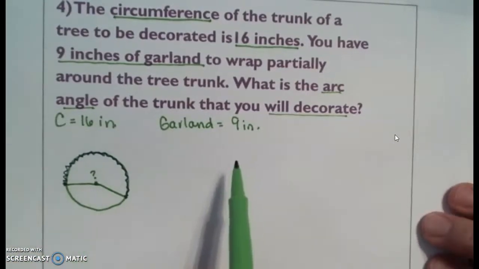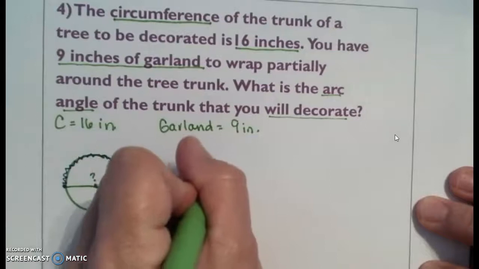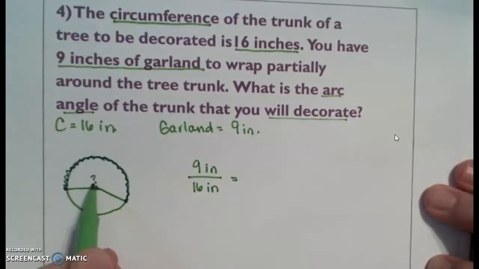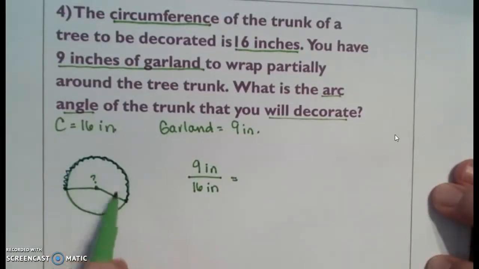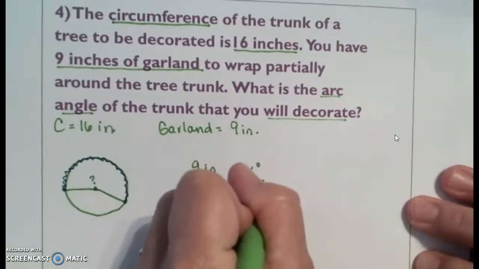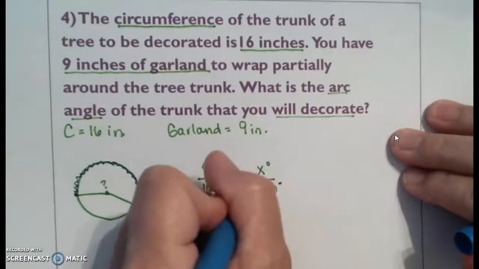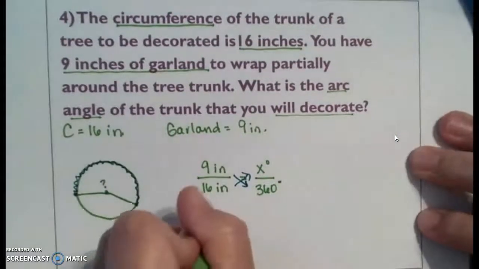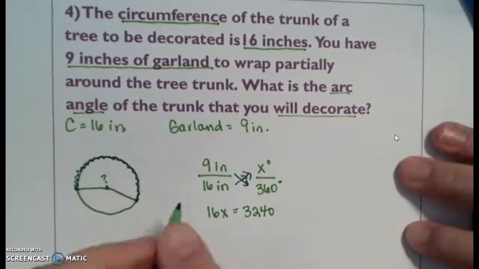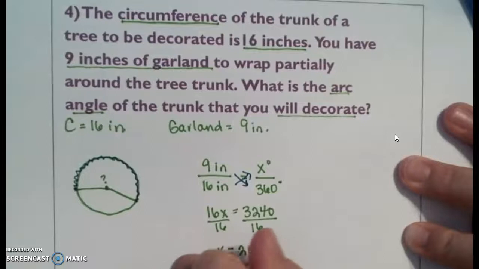So again, I'm going to set up a proportion thinking about part over whole. So I know that I have enough garland, so I have 9 inches out of the 16 inches to decorate. And if I'm looking for that angle, that's some angle out of the 360 degrees total in the circle. So I'm going to say x degrees over 360. Cross multiply. So we're going to get 16x equals, that's 3,240. When we multiply 9 times 360, we'll divide, and that's going to give us 202.5 degrees.